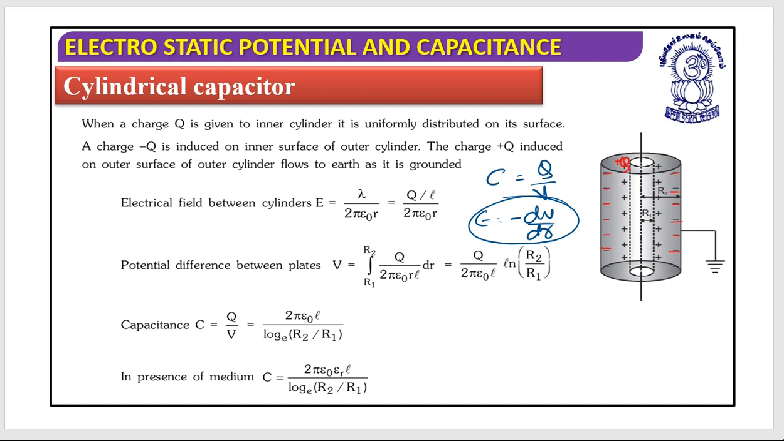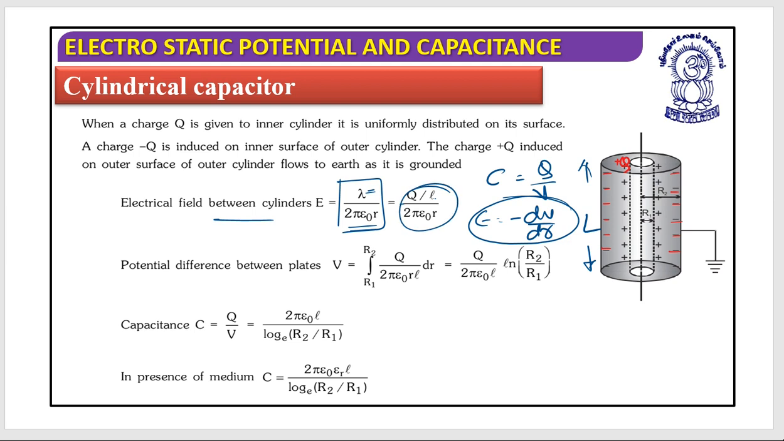So let's look at this. What I need to find is the electric field between the cylinders. If you remember, it is 2k lambda by r, so basically lambda divided by 2 pi epsilon naught r. Now what is lambda? It's the linear charge density. Let's say this is the length of the cylinder L. So it's Q by L divided by 2 pi epsilon naught r.